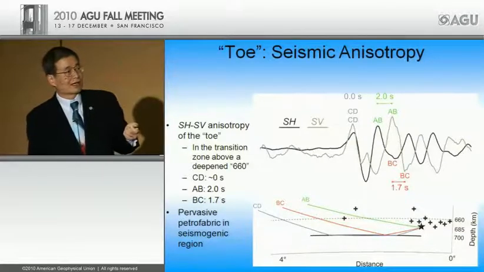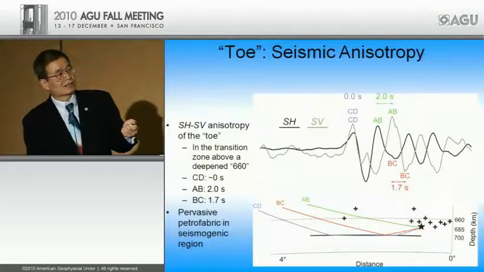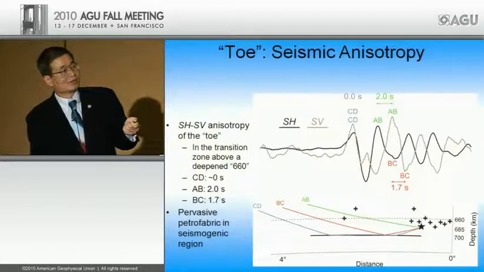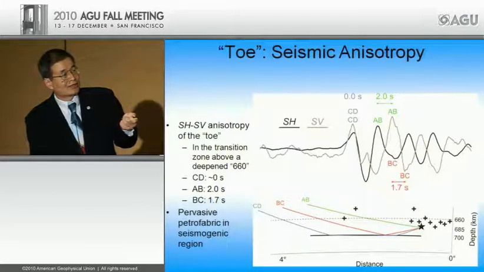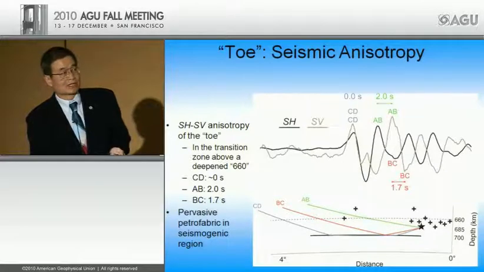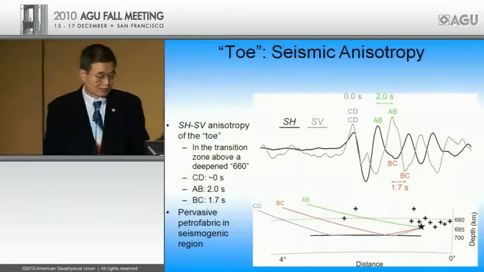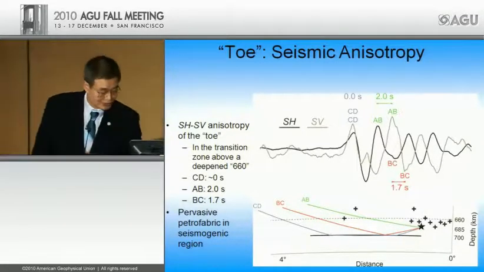crosses. Again, 3 rays. The AB ray goes smack through the middle of the toe, and it shows very large splitting time. The CD ray, which basically goes down into the lower mantle and didn't touch the toe at all, well, it shows no splitting. Okay? So basically, it's the same as the detached slab.